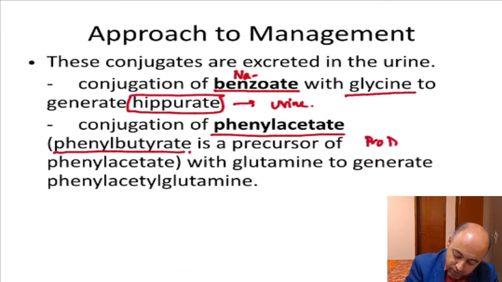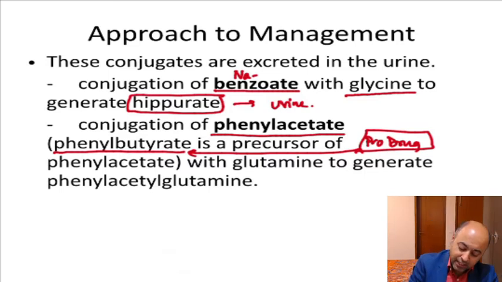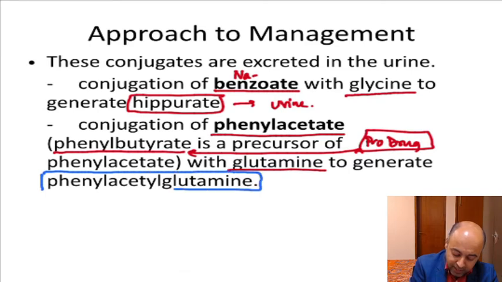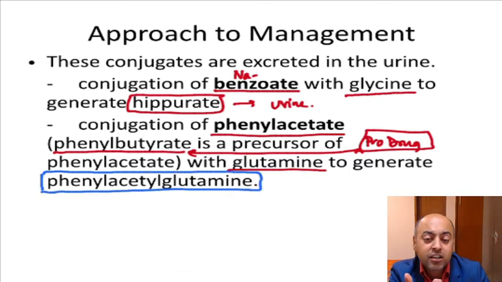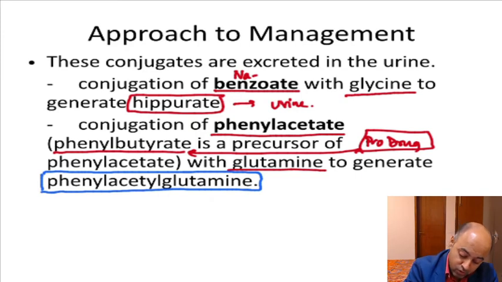Please remember, if the question is asked on prodrug, phenyl butyrate is also a prodrug. This phenyl butyrate will get converted into phenyl acetate. The phenyl acetate will combine with glutamine to give you the extremely water soluble complex phenyl acetyl glutamine. It will get filtered, but we don't have a transporter for phenyl acetyl glutamine, so it cannot be reabsorbed. So please remember these two names.